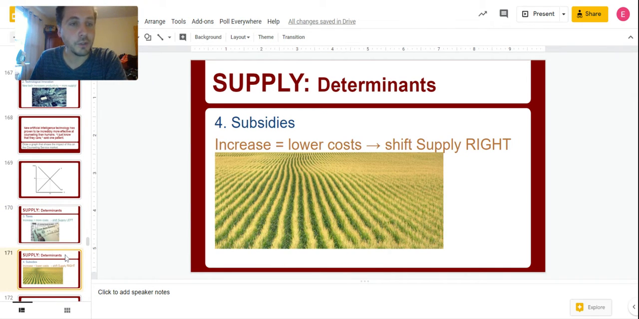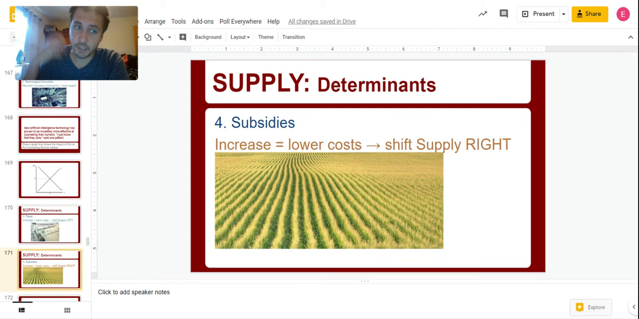Flip that and reverse it with a subsidy. A subsidy is just the government giving businesses money to offset costs. So when the government subsidizes a business, like corn, for example, then those businesses do not have to pay all of their own costs because the government's paying some of them, right? So as a result, when the subsidy comes in, they have fewer costs. So they're going to be more profitable. So supply is going to shift to the right.